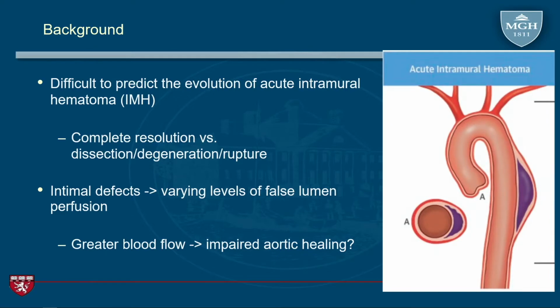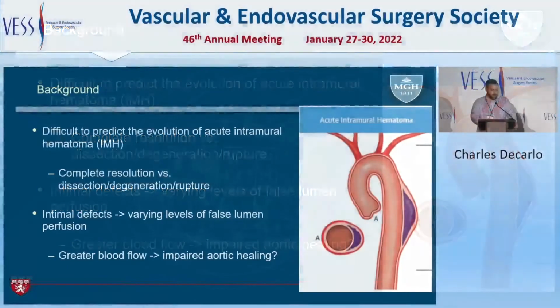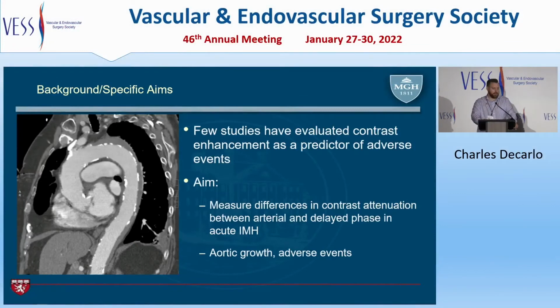One potential source of variability in clinical course is variability in IMH blood flow. Intimal defects may result in variable levels of false lumen flow. However, few studies have evaluated contrast enhancement of the hematoma as a predictor of adverse events in aortic growth in patients with IMH. As such, we sought to measure differences in IMH contrast attenuation between arterial and delayed phase and determine its association with long-term aortic growth and adverse events.